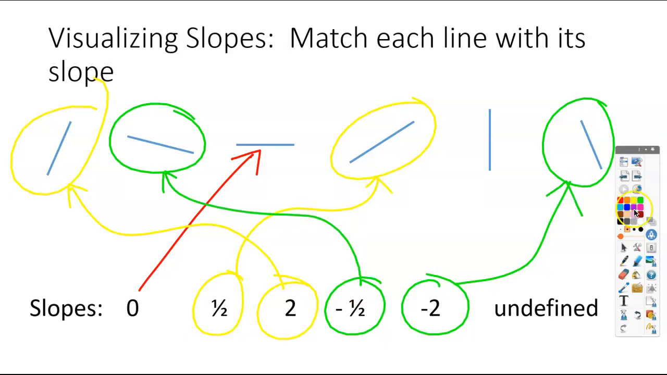And then this guy here is an undefined slope. Undefined slope is a vertical line. It has no slope because the run is 0. And you guys know slope is rise over run, right? Well, if you have a rise over run and your run is 0, that means you have a 0 in the denominator. And for fractions, we call that undefined. It doesn't make sense. So a vertical line has an undefined slope.